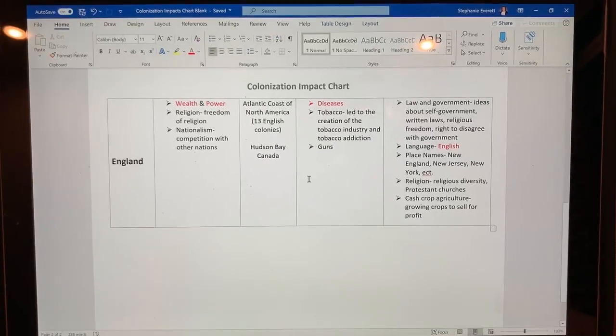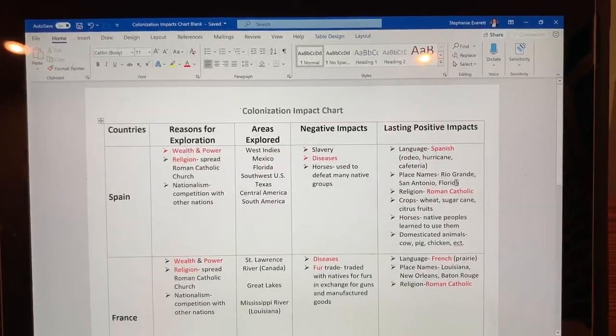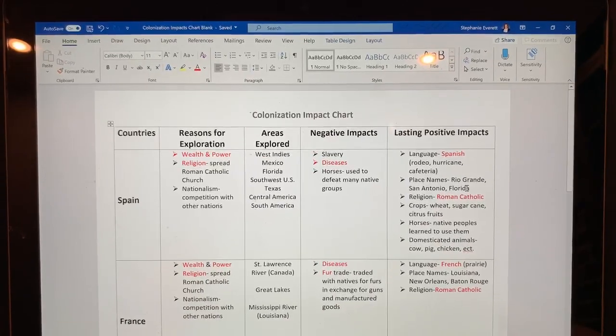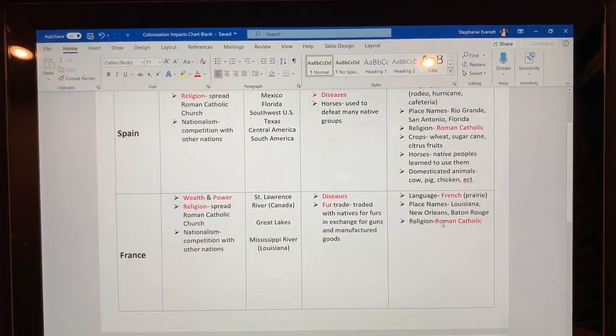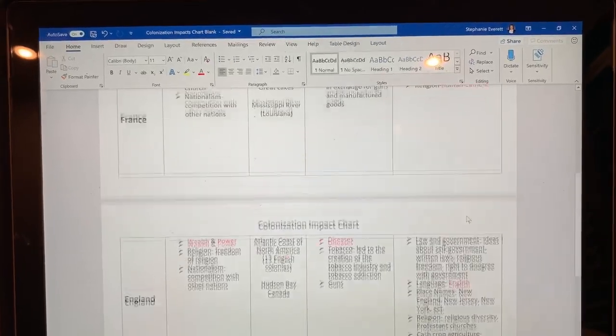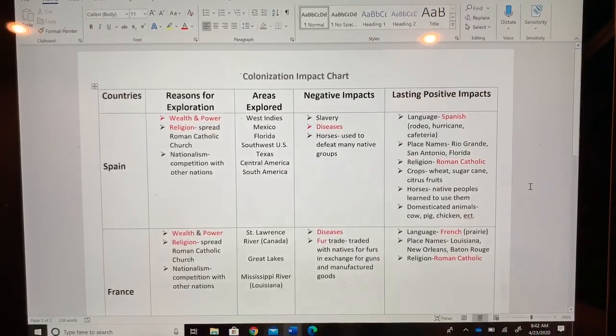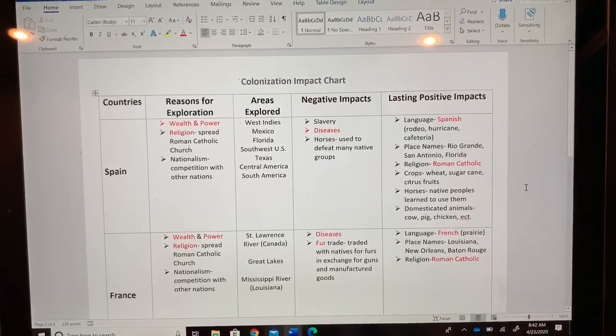So this is kind of an overview of the chart and some of the main key elements that you need to understand about colonization. So make sure you get this filled in and hold on to this. Do not turn this chart in. You will need this for your assignment next week.